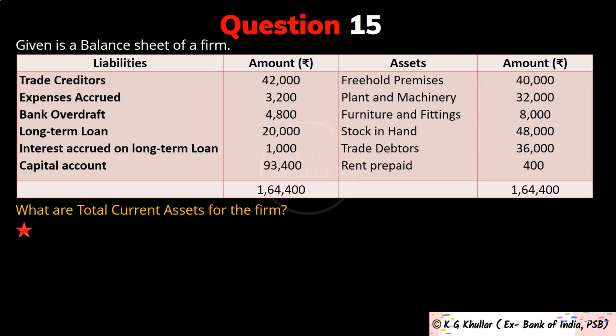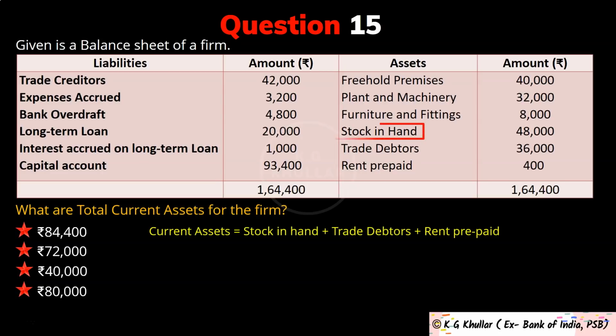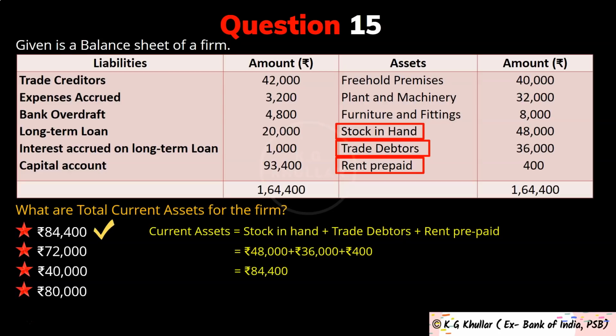Next question is, what are total current assets of the firm? And these options are given to you. Friends, I hope you know what current assets are. Please recall that current assets are kept for short term and are required for day-to-day business activities. So in the given balance sheet, current assets are, first is stock in hand equals rupees 48,000, then trade debtors equals rupees 36,000, and lastly rent prepaid equals rupees 400. So current assets equals sum of all these, that is 48,000 plus 36,000 plus 400 equals 84,400. Thus the correct option for the given question is option A.